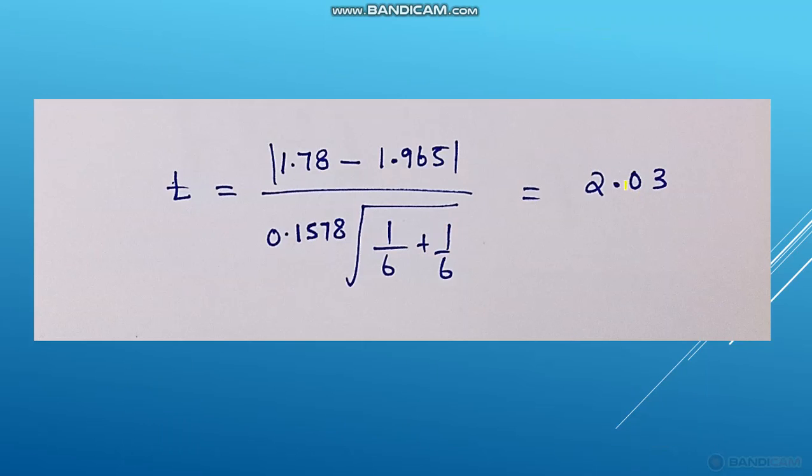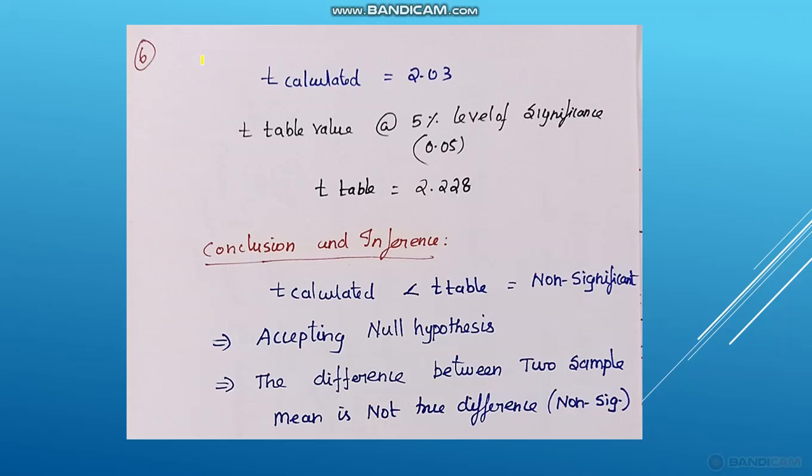So the t calculated is 2.03. The numerator here is the sample difference. The t calculated value is 2.03.